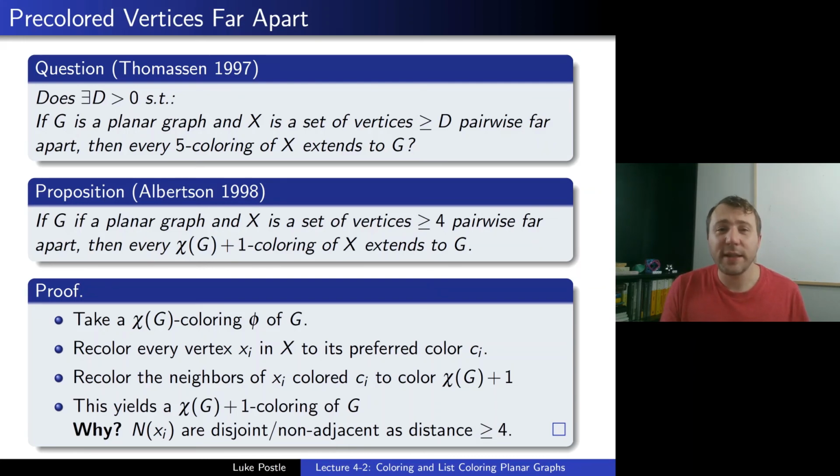And so what does it mean? It means that this will actually yield a coloring. So the ones around an individual one are of course non-adjacent because they're colored Ci, but the ones further apart, they'll not be adjacent either. So you won't end up with two vertices colored chi plus one that are adjacent, so this will end up with a coloring. So that's a very nice little proof by Albertson showing that indeed you could do this. And again, you don't need planar, they're just any graph. You can pre-color if you allow me that one extra color and distance at least four.